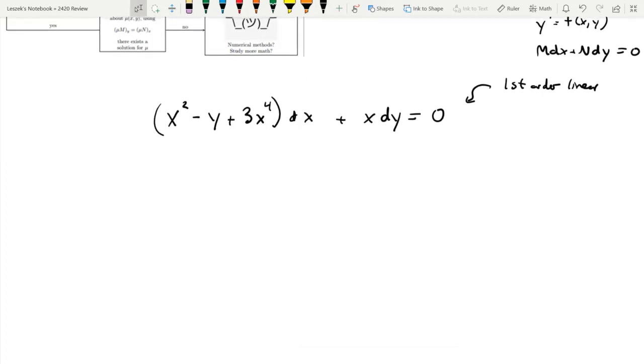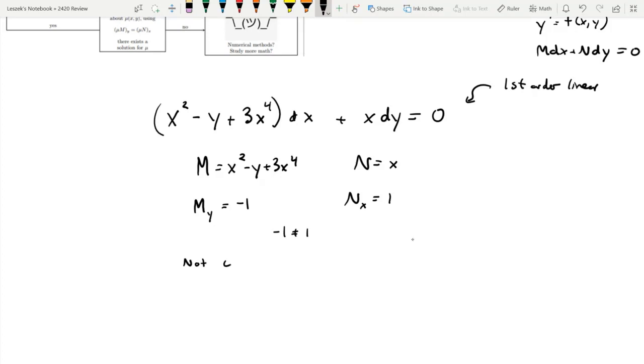But for now, M is multiplying dx, N multiplies dy. So we're going to check for exactness by differentiating M with respect to y, and differentiate N with respect to x. -1 does not equal 1, so this is not exact.